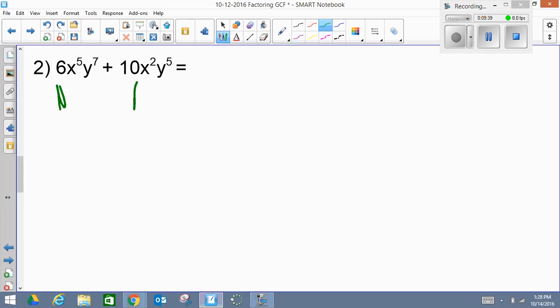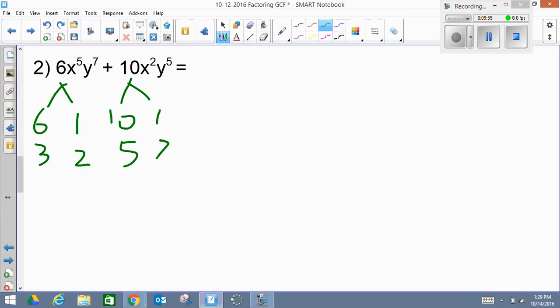that's the first thing that I need to do. I need to find what's my greatest common factor between the 6 and the 10. To do that, I have to break the 6 into 1, 3 and 2, the 10 into 1, 5 and 2. Okay, this is a 0, by the way.